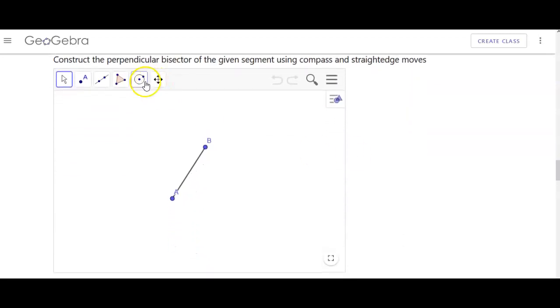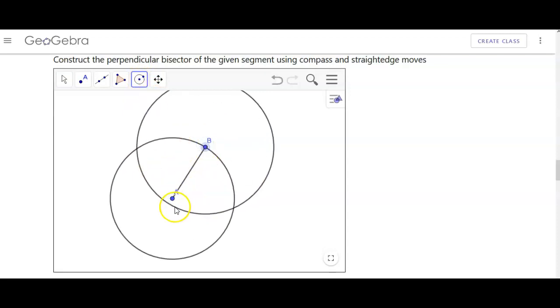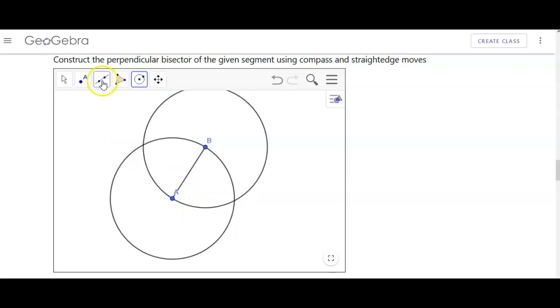The next one is construct the perpendicular bisector. So again, we're just center at A, radius AB, center at B, radius AB, and then where those 2 circles intersect is where we would put our line.